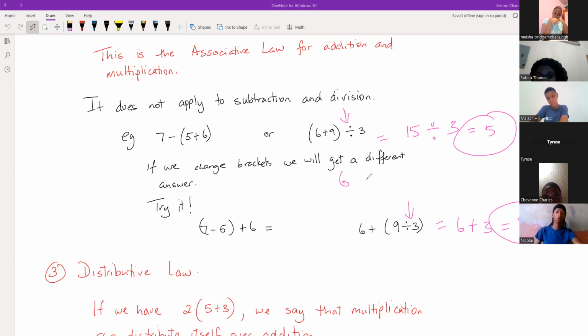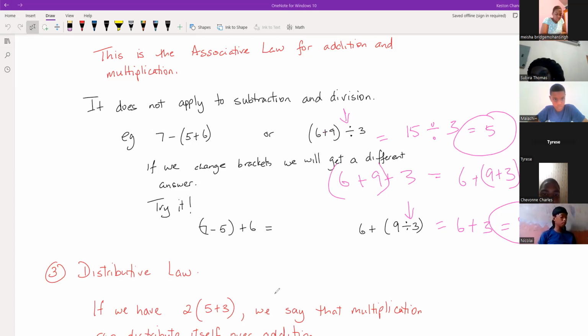If I had 6 plus 9 plus 3, it doesn't matter if I add 6 and 9 first, or I add 9 and 3 first, or I just add all of them together. Addition throughout means that the associative law will hold, and the brackets don't change the result. Where I put the brackets doesn't change the result.